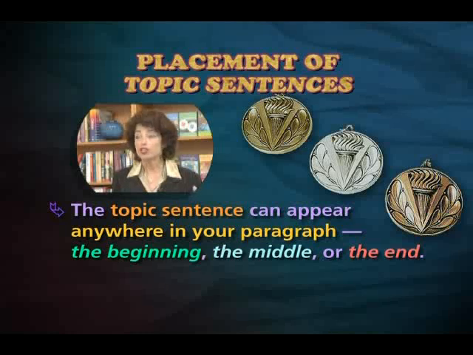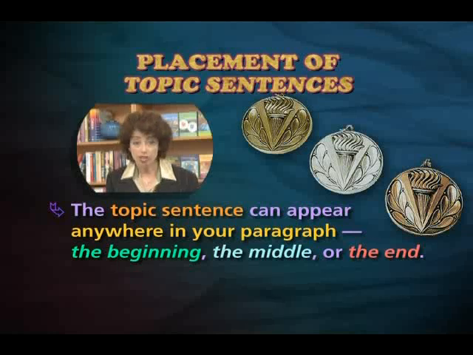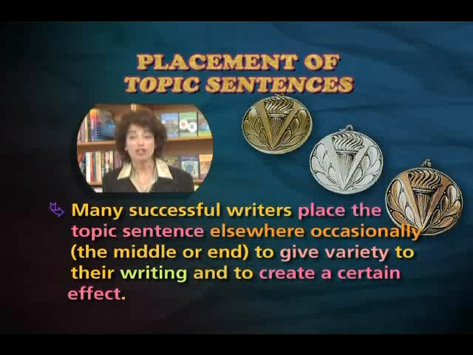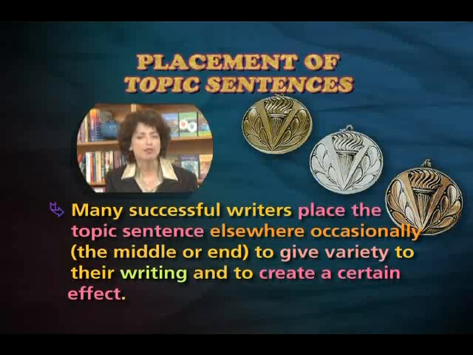You can take your topic sentence and you can put it anywhere in your paragraph. You could put it at the beginning, you could put it at the middle, or you could put it at the end. Many successful writers place the topic sentence elsewhere, maybe in the middle or maybe in the end, occasionally to give variety to their writing and to create a certain effect. Let's look a little more closely at the places you can put the topic sentence in a paragraph. And then you'll be able to decide whether or not you want to move your topic sentence occasionally to give your writing variety and to make it more interesting.